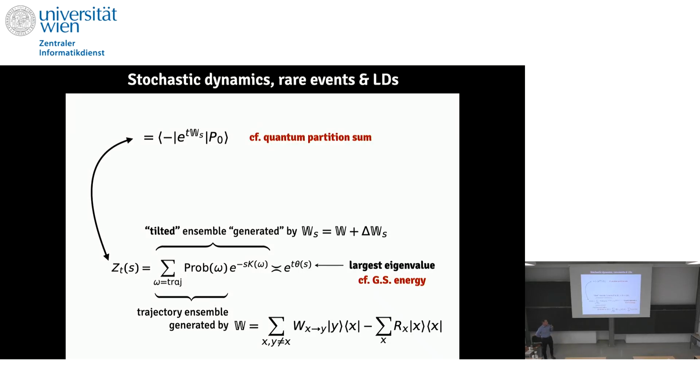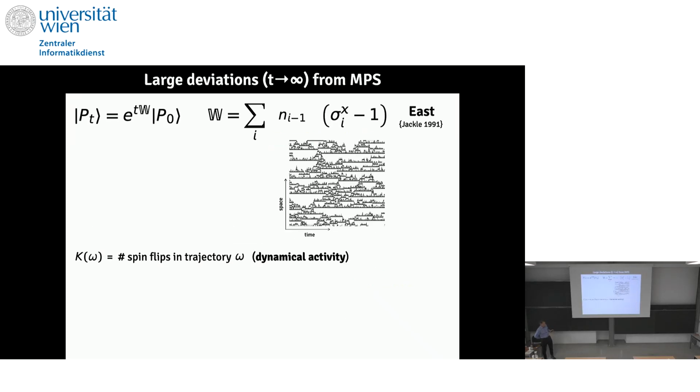I will focus on two models. One is my favorite model in the world, the East model. It's a simple kinetically constrained model to think about slow dynamics and glassiness. And the second one will be the SEP.